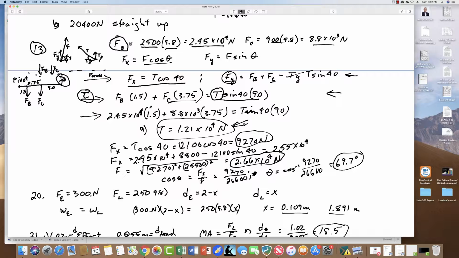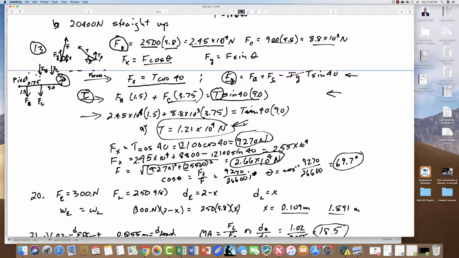So these two systems of equations can now be used to calculate the questions that are asked in the problem. And I did the easiest one first, and that is to find the tension on the cable. Because we know from this equation right here that T sine 40 times 9 meters has to equal all the things that we know. And if we do the math here, we get 1.21 times 10 to the 4th newtons.